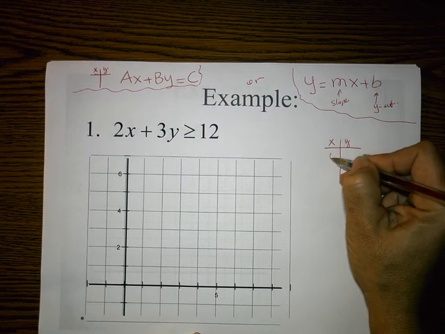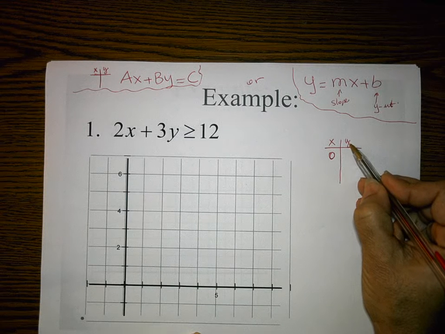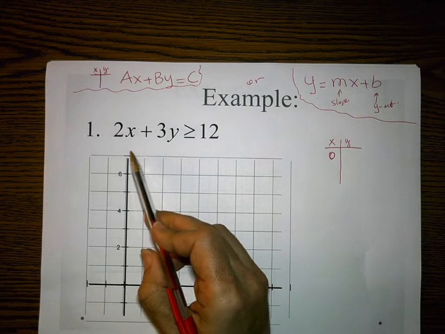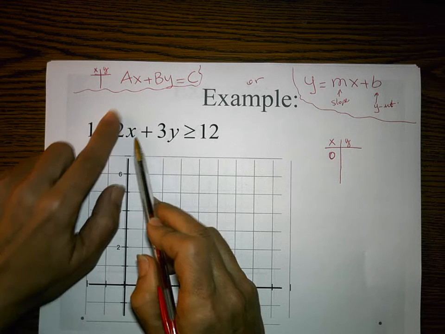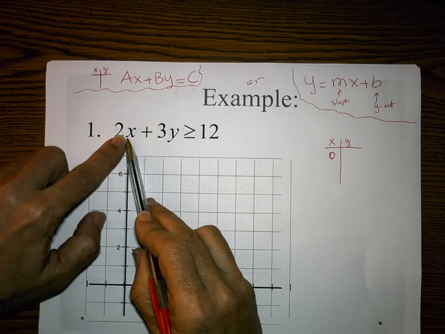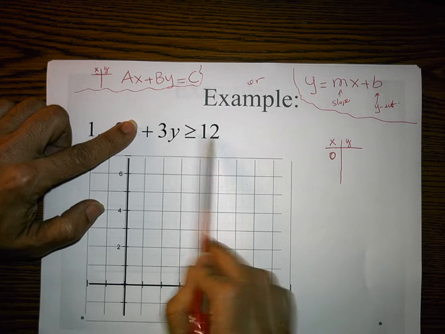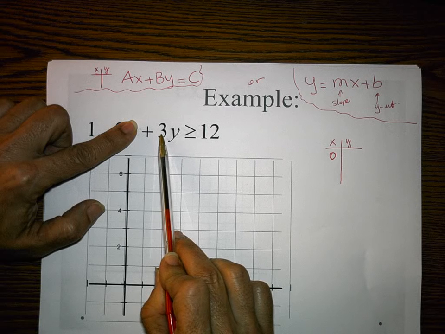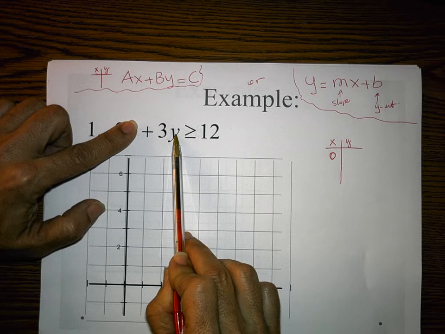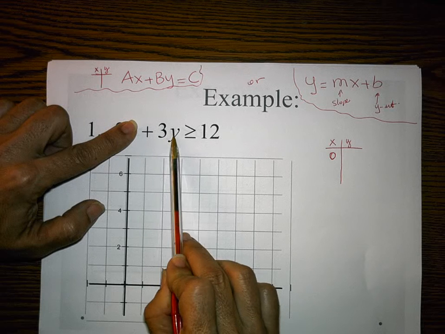If I plug in a 0 for x, I'm trying to find what is the value for y. I come over here and I say, well, 2 times 0 is 0. So this whole term disappears, because 2 times 0 is 0. Then that means I just have to solve for y. I divide by 3 on both sides, because this is saying 3 times y, and the opposite of multiplying 3 times is dividing by 3.